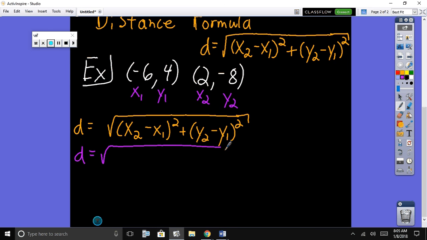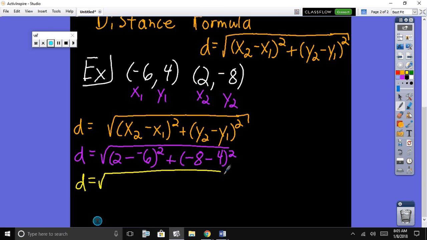it's very easy to just plug in the values. We see x2 is 2 minus x1, that's -6, so minus -6. We'll square that value, plus, let's see, y2. My y2 value is -8, so -8 minus y1, which is 4, squared. Maybe it's a good idea to point out over here, we had a minus a negative number, so it's going to be minus the -6. Just do it step by step. I don't want to do too many steps at once, do one then the other.